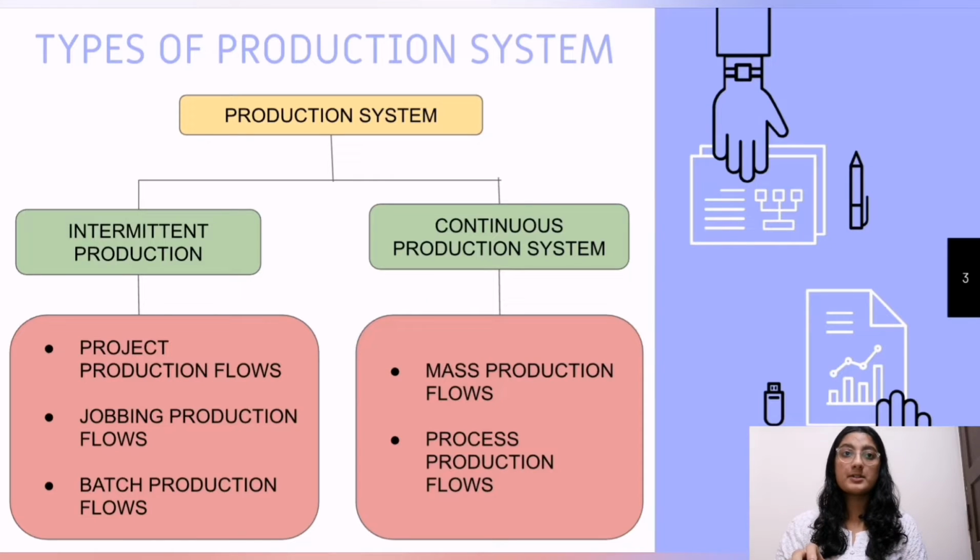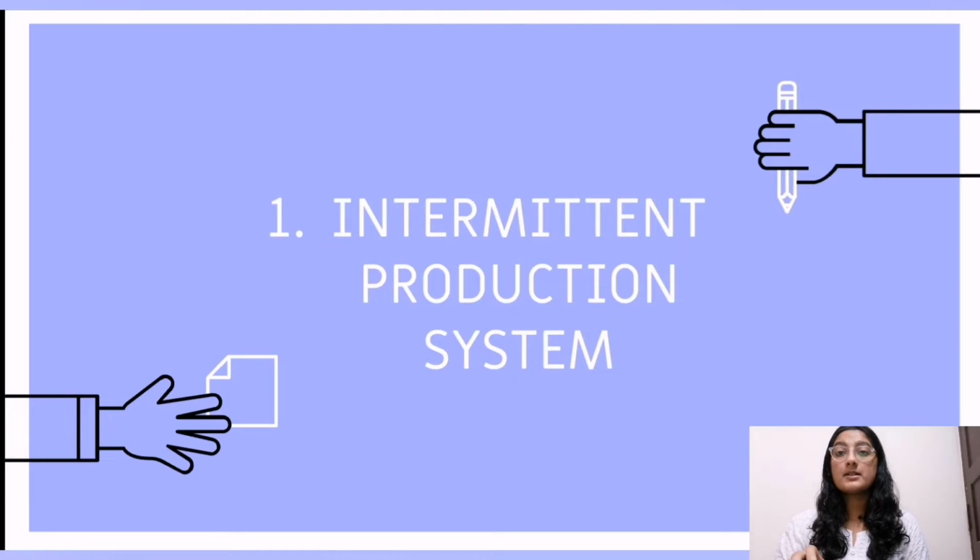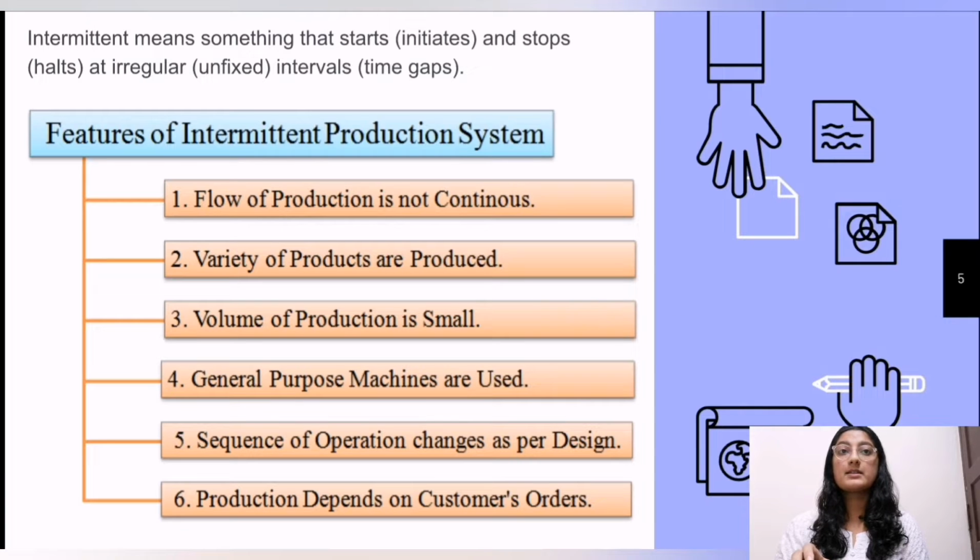Onto the types of production system, there is intermittent production system and continuous production system. To begin with intermittent production system, intermittent basically means something that starts and stops at irregular intervals. That is, an intermittent production system will be basically that whenever a consumer or a client needs something, based on the needs of the customers, the orders are placed and manufactured. That is what is intermittent production system.